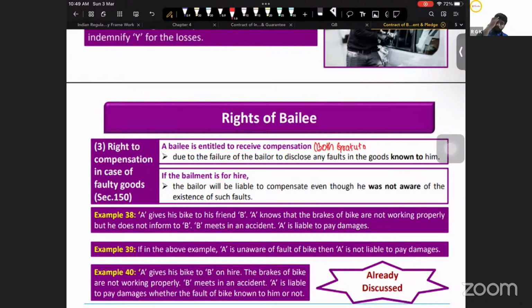However, in case of non-gratuitous bailment, whether the fault is known or not known, irrespective of that, if any fault is there in the goods, it becomes the duty of the bailer to compensate. So the bailee has the right to get the compensation. The bailer will be liable to compensate even though he was not aware of the existence of such fault. We have already discussed this in the above provision.